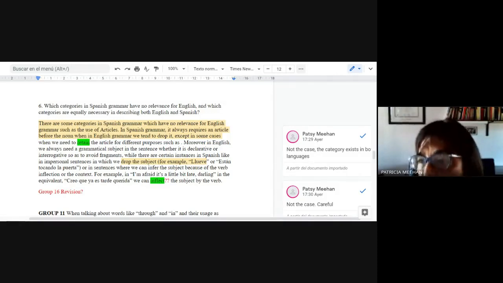Quizás no relevante para chino, en chino no hay artículos. Entonces, directamente no hay artículos en chino, entonces ahí sí sería una categoría que no es relevante para el chino, pero sí es relevante para el español.